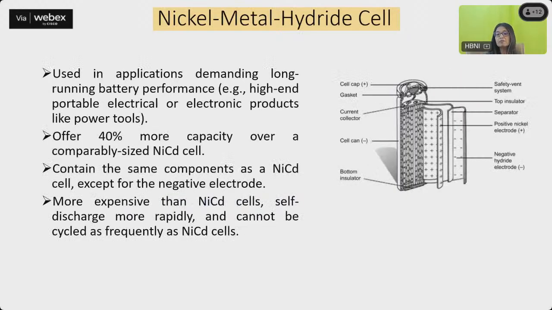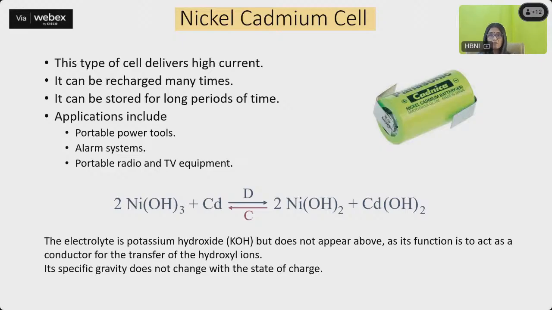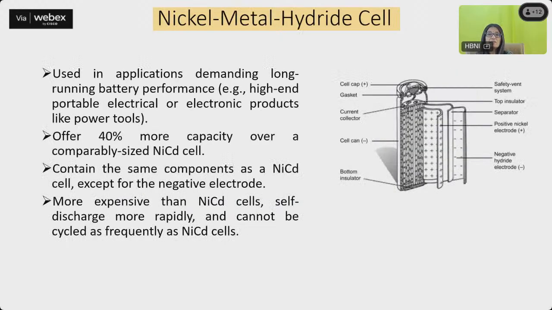Then of course, why nickel metal hydride? The nickel cadmium cell was good enough, but the biggest drawback of the nickel cadmium cell is the use of cadmium, which is a bit toxic. If you're using these kind of rechargeable batteries, there are a lot of applications, so disposal of the cadmium is not environmentally benign. You need to look for environmentally benign options, and that is why nickel metal hydride cells were developed. They are used in applications demanding very long running battery performance for high-end portable electrical or electronic products like power tools, and they offer 40% more capacity over a comparably sized nickel cadmium cell.